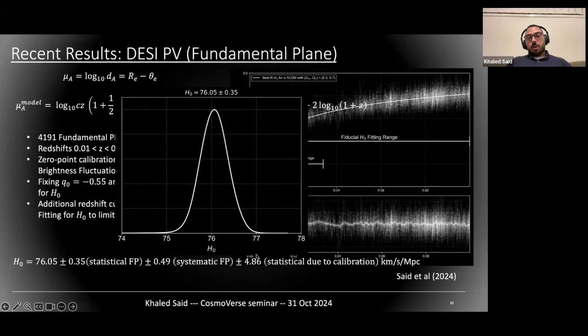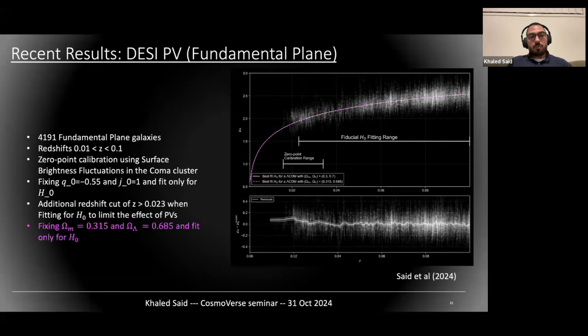But this number will be very small in year one data. In year one data our statistical uncertainty will also be much smaller than this, because this is using 4,000 galaxies and year one will be 100,000 galaxies. So that will be very small. And we might be able to reduce systematics, because of the huge number, we might be able to divide our sample into subsets and do more tests, but we're still doing this at the moment.